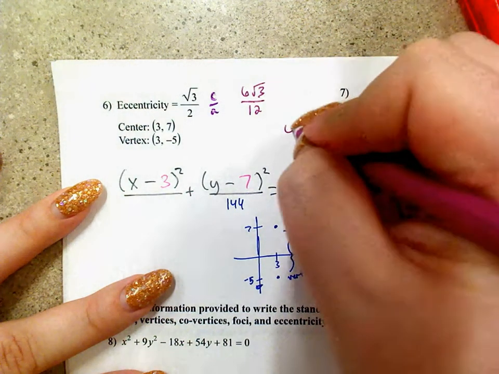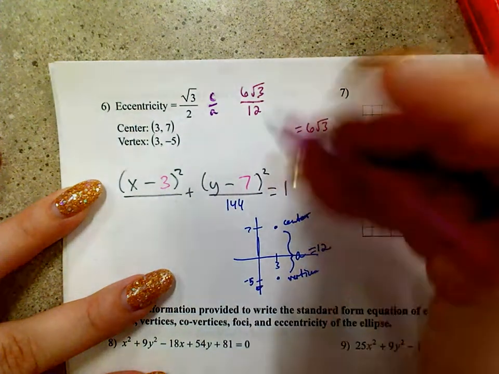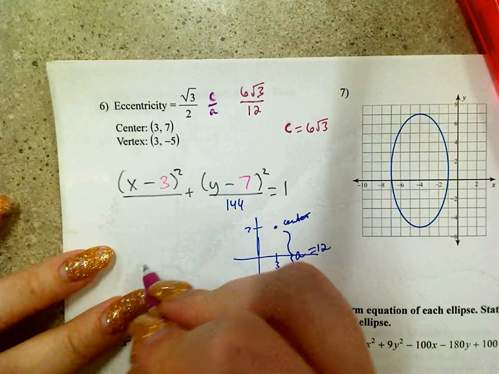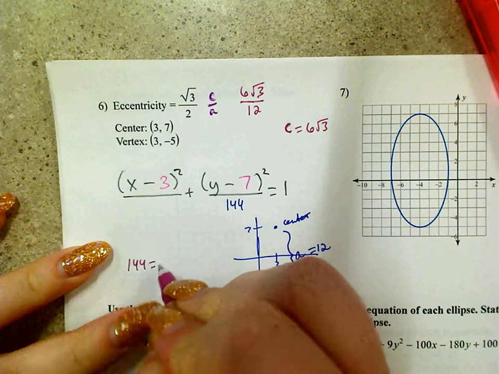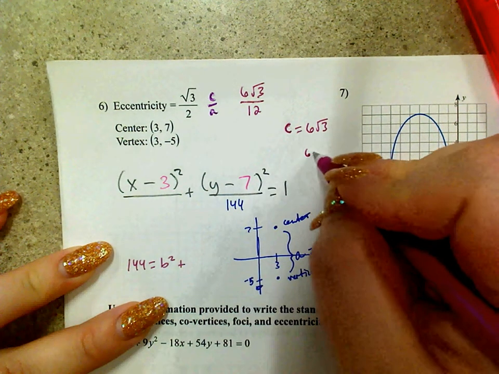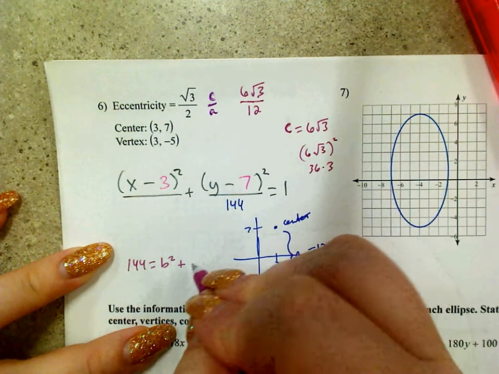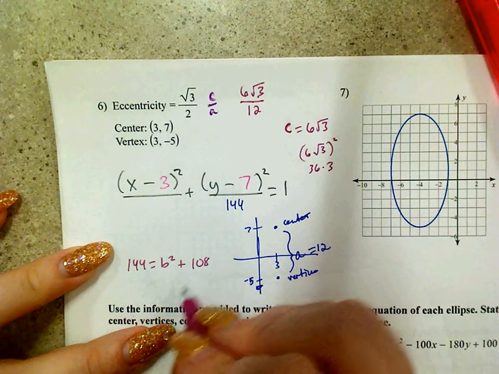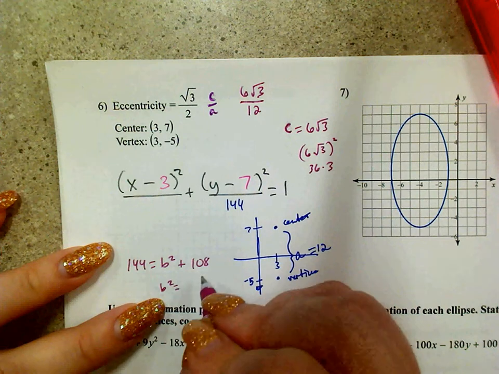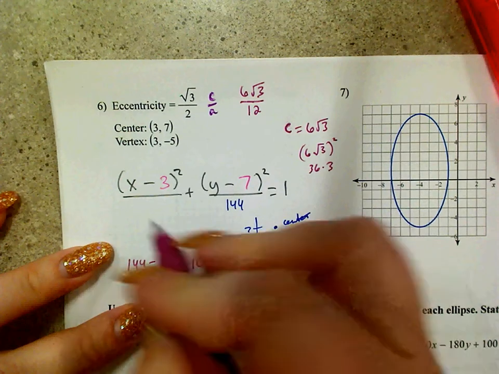I just put c equals 6 square roots of 3. Alright, a squared equals b squared plus c squared. c squared is 6 square roots of 3 squared, which is 36 times 3, 108. Okay, so I'm going to subtract 108. b squared equals 144 minus 108, which is 36. So 36 again. Okay.